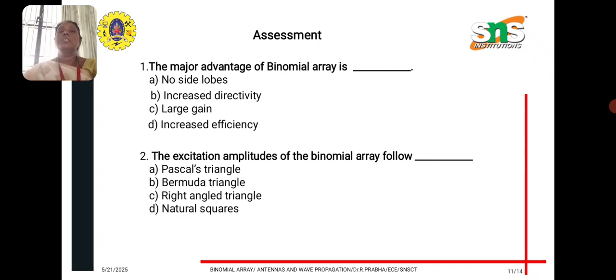The major advantage of binomial array is, we know, no side lobes. The excitation amplitude of the binomial array follows, we know, Pascal's triangle.